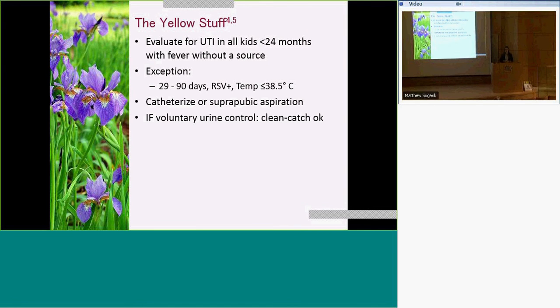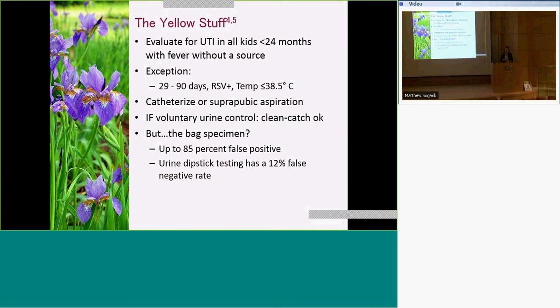It needs to be the real deal. So you need to catheterize them for it or call urology to do a suprapubic tap. The only kids that are exempted from this is if they have voluntary urine control. That's rare if you're under 24 months of age. Then you can do a clean catch. The bag specimen is so tempting because you don't have to catheterize the kid, but it's so misleading.